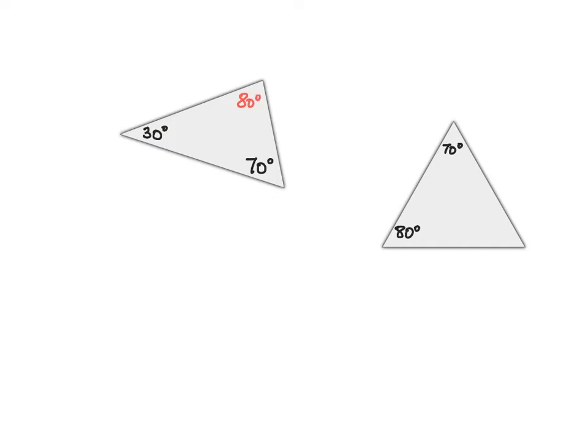70 and 80 give us 150. 150 plus 30 gives us 180 degrees. Now, what we can then say is that the triangles are equiangular.